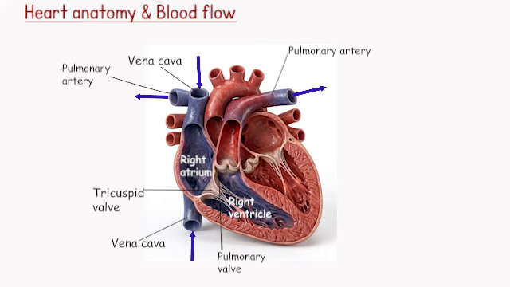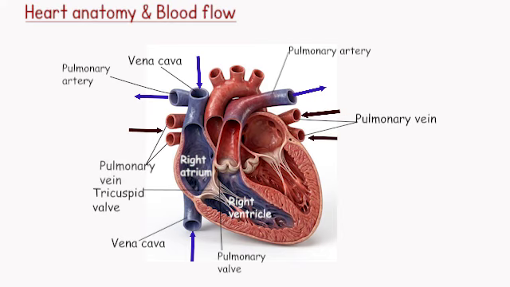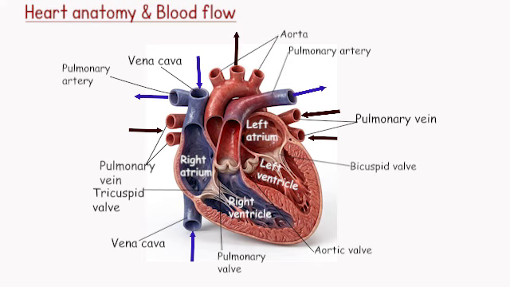The oxygenated blood then returns to the heart, through the pulmonary veins, into the left atrium. So the left atrium then contracts, and this blood passes through the bicuspid valve or the mitral valve into the left ventricle. And the left ventricle contracts and pumps this blood through the aortic valve into the aorta, which delivers blood to the entire body. So that is what you need to know about blood flow and the anatomy of the heart in a flash.